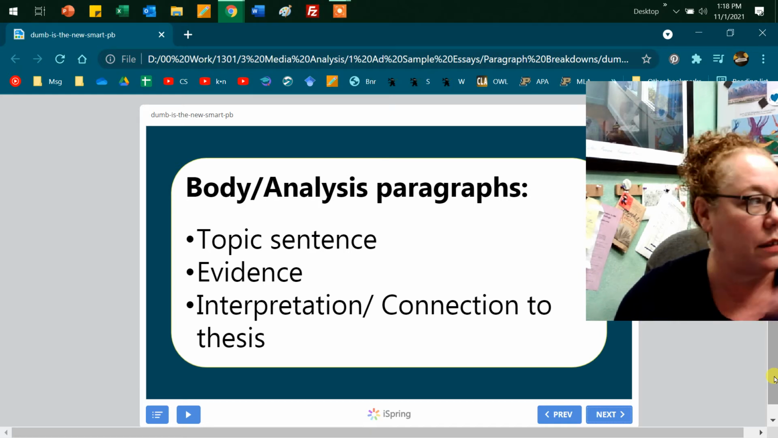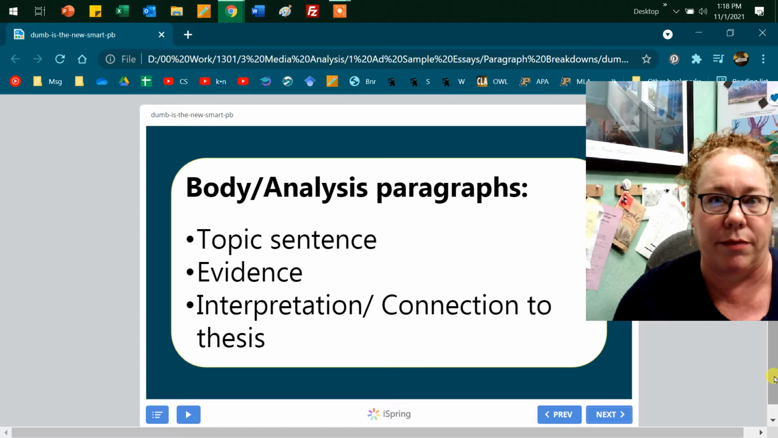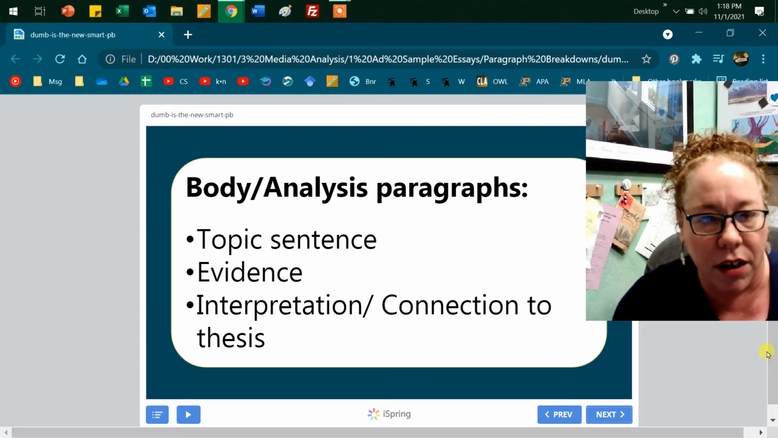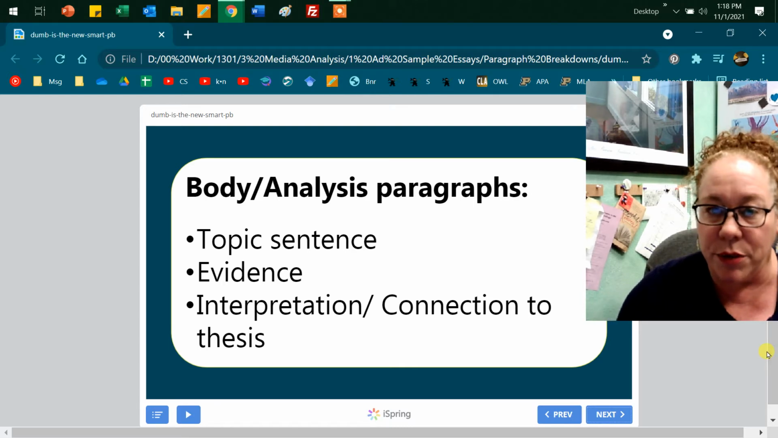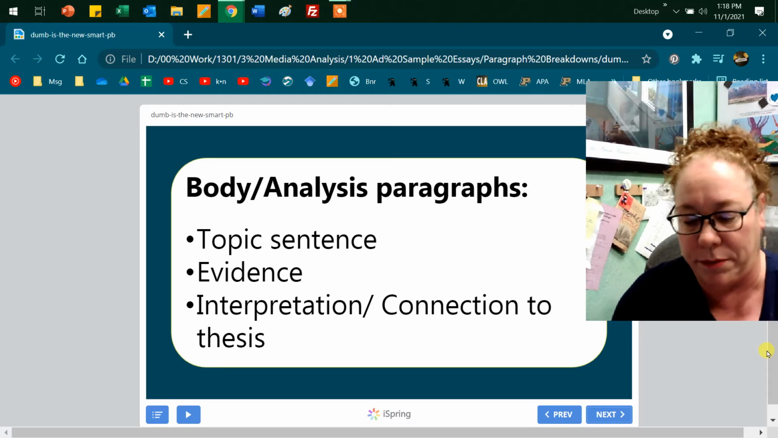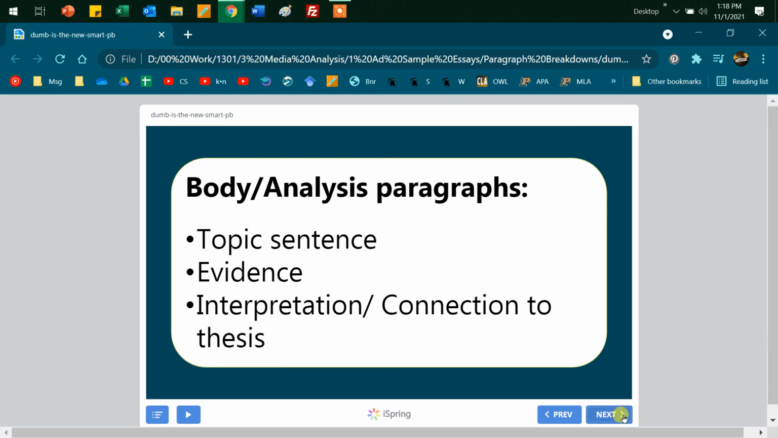If you're doing that, stop. You're working too hard. Quit it. Okay. Only the assigned readings are readings from the media analysis page and then your ad. Okay. All right. So here we go.